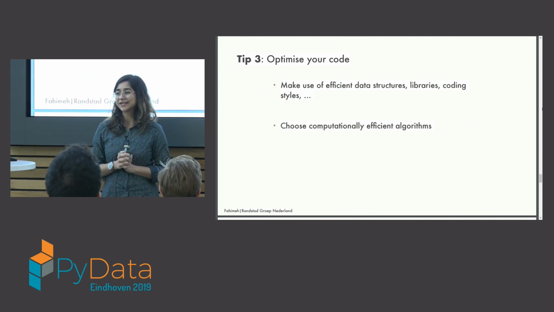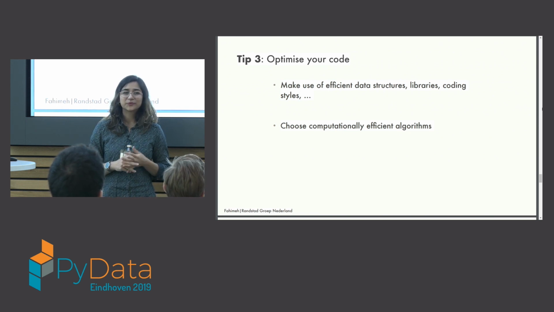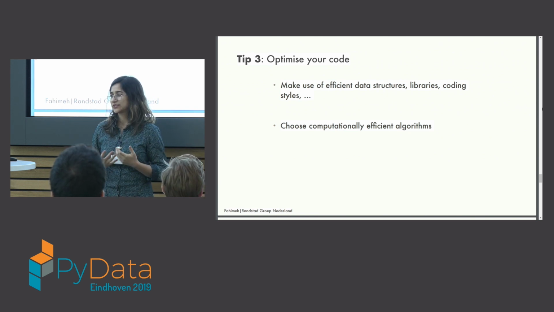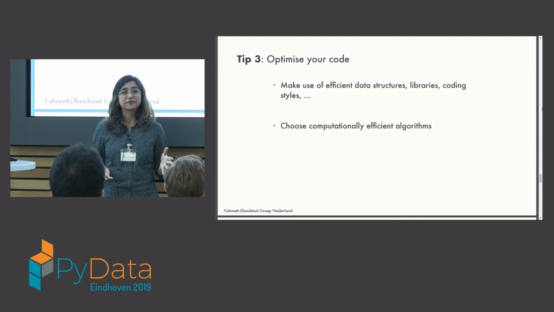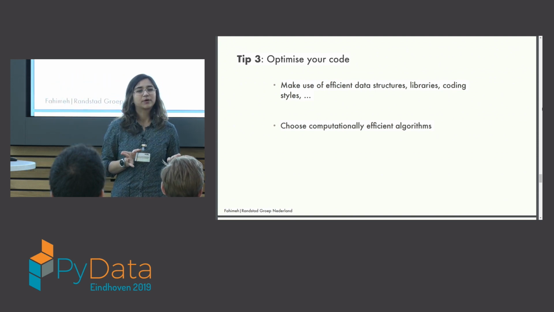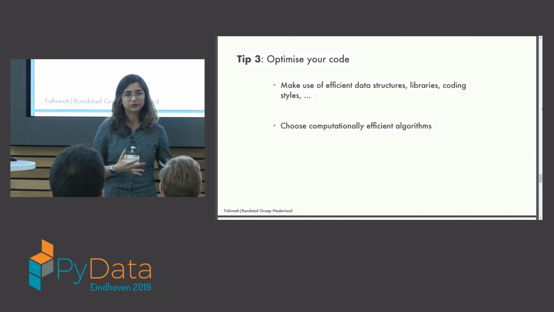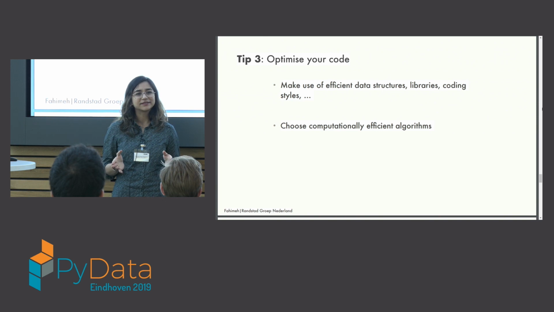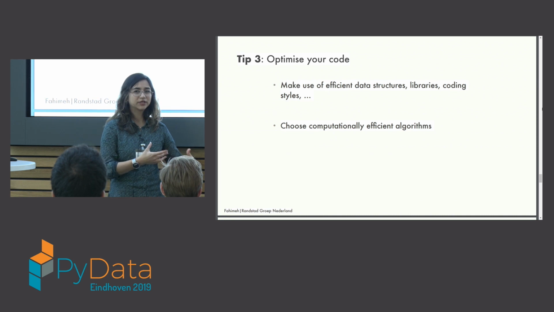So, the last tip is about optimization of your code. It's really important that you use efficient data structures, efficient libraries, and also coding styles. You should also go for computationally efficient algorithms. Sometimes the code might look ugly, but in the end, you will have code that serves the environment better. I'm not saying that you shouldn't care about the code, that it's not communicative to other people and not readable at all. No, that's not the message.